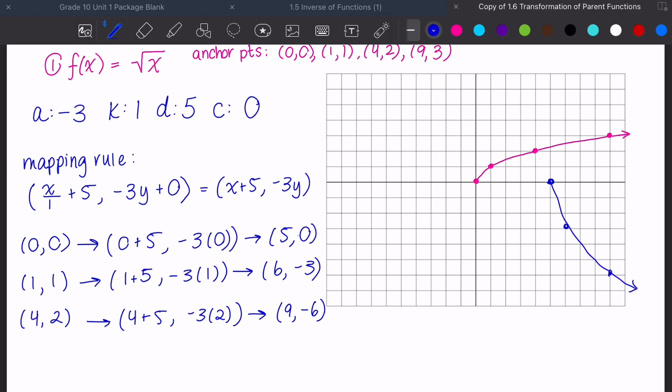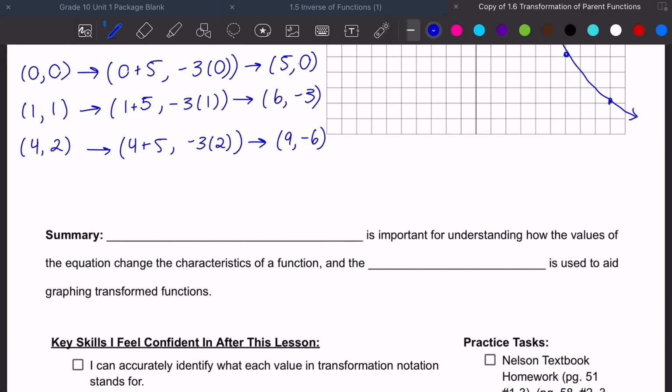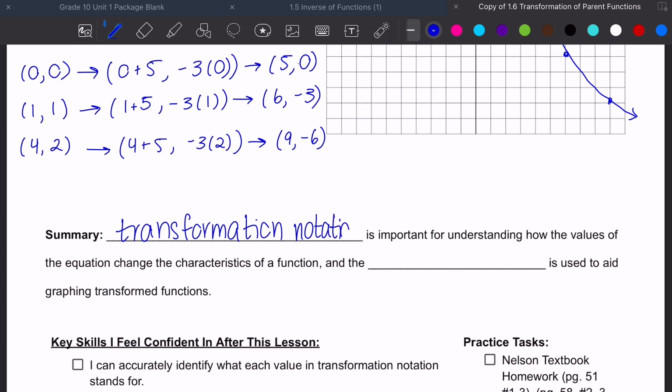Voila! That is your shape. And this is just saying transformation notation. I lost people. Yes, sir. Notation. And the mapping rule.